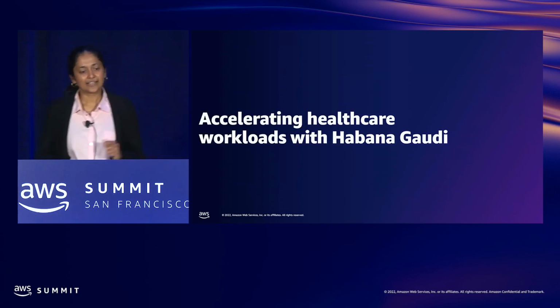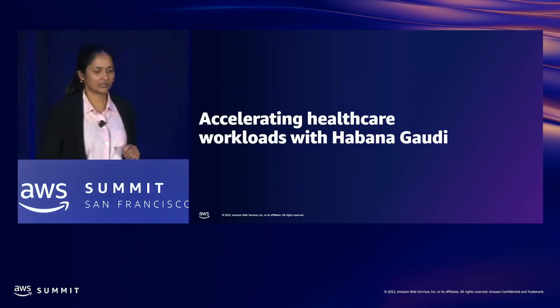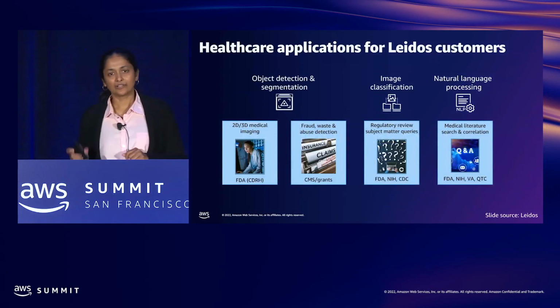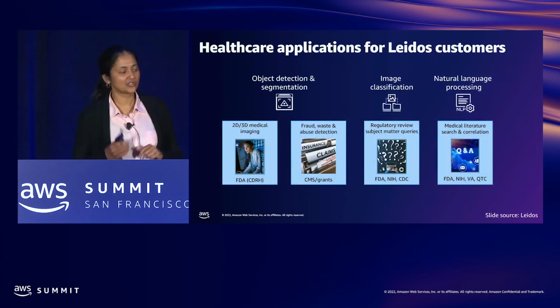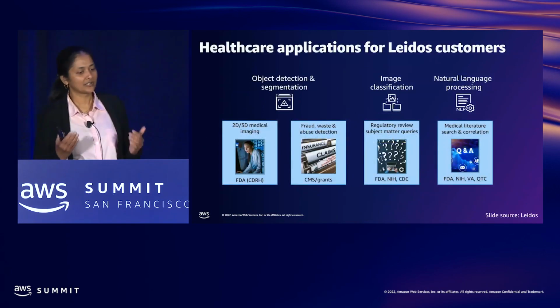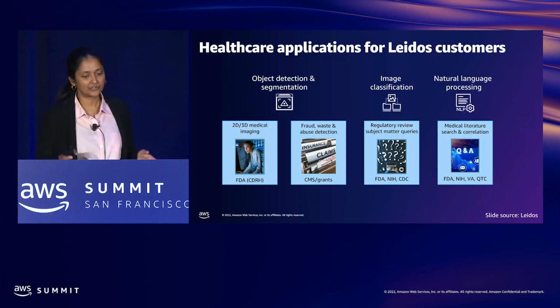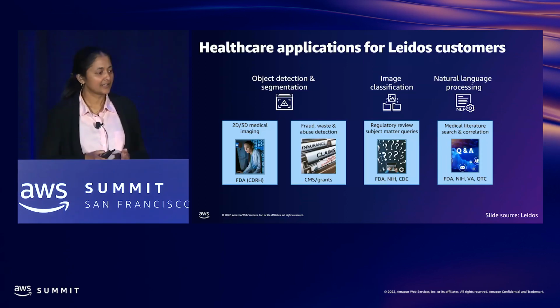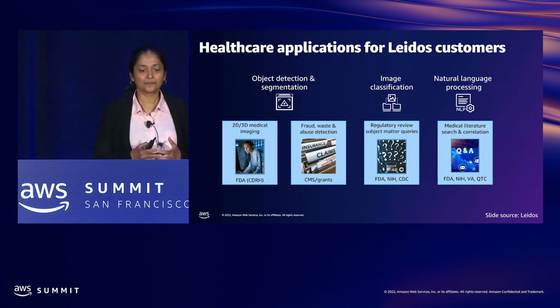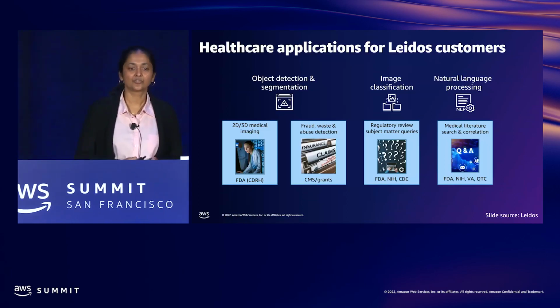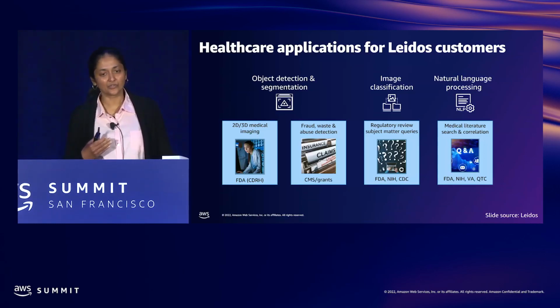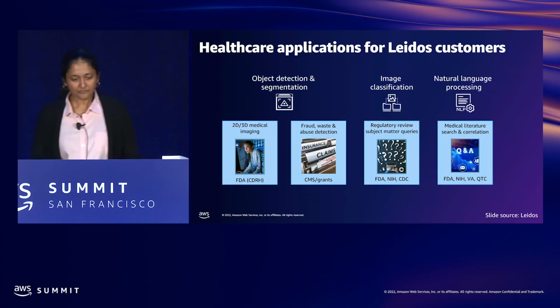So first is accelerating healthcare workloads with Habana Gaudi. I'm going to talk to you about a customer that we are working with, Leidos, who is exploring Gaudi for various healthcare applications. They work with the FDA, NIH, CDC, and a variety of other government agencies, and are trying to explore using Gaudi's cost savings in specific use cases where there's a cloud forward strategy with AWS and DL1.